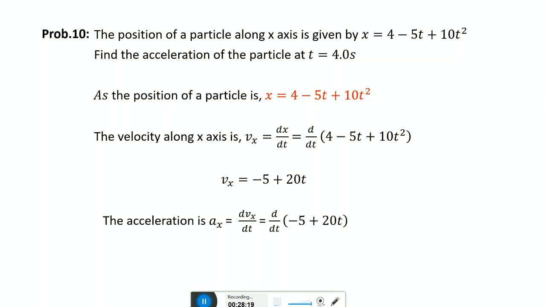The acceleration is Ax, means along x-axis, is equal to dVx by dt. Again acceleration is rate of change of velocity, which is equal to d by dt of minus 5 plus 20t. Again derivative of this Vx with respect to t is derivative of minus 5 is 0 and derivative of 20t is 20. So acceleration of the particle along x-axis, that is Ax, is equal to 20 meter per second square.